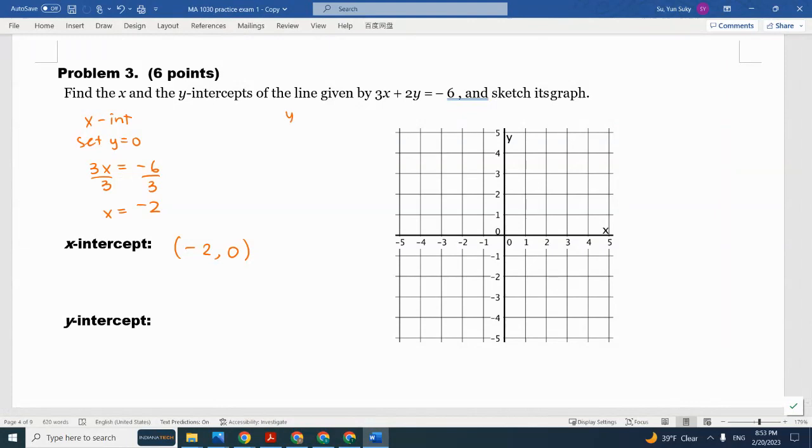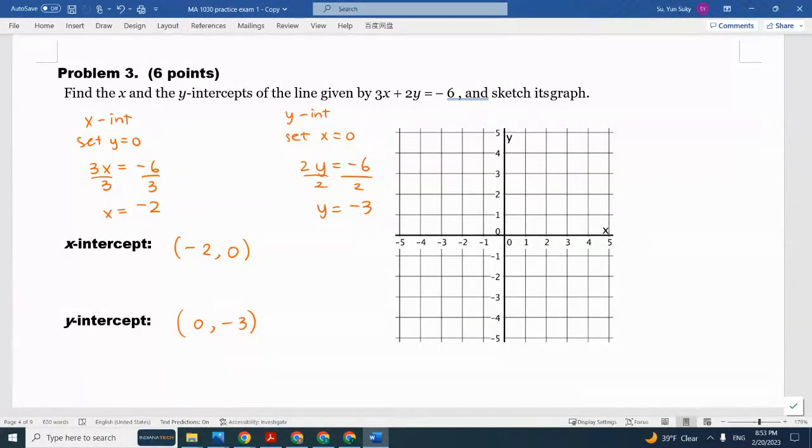And then to find the y-intercept, we set x to 0. So we get 3 times 0 plus 2y equals -6. Both sides divided by 2, we get y equals -3. So the y-intercept: the x-coordinate is 0, the y-coordinate is -3.